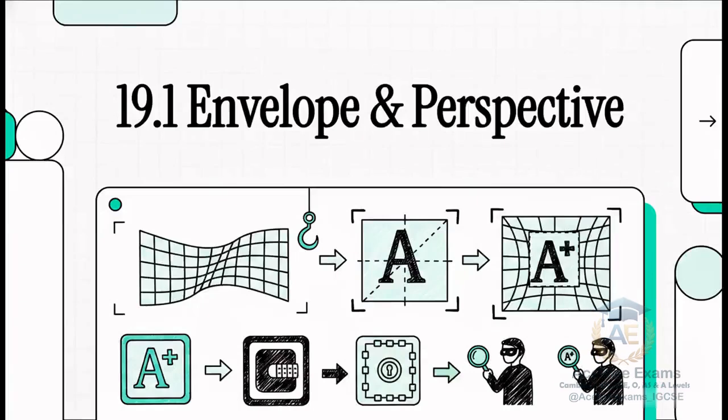Okay, welcome back, everybody. Let's dive straight into this Insider's Playbook. Today, we are mastering the Cambridge IT 9626 syllabus, specifically targeting a topic that terrifies a lot of people. Topic 19.1, Apply Envelope and Perspective.